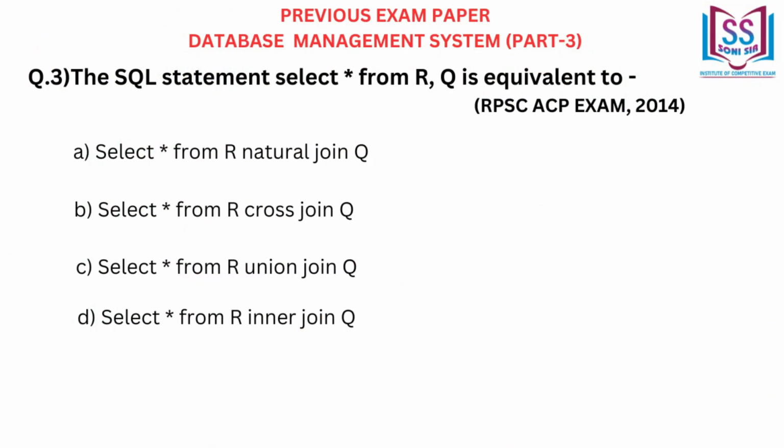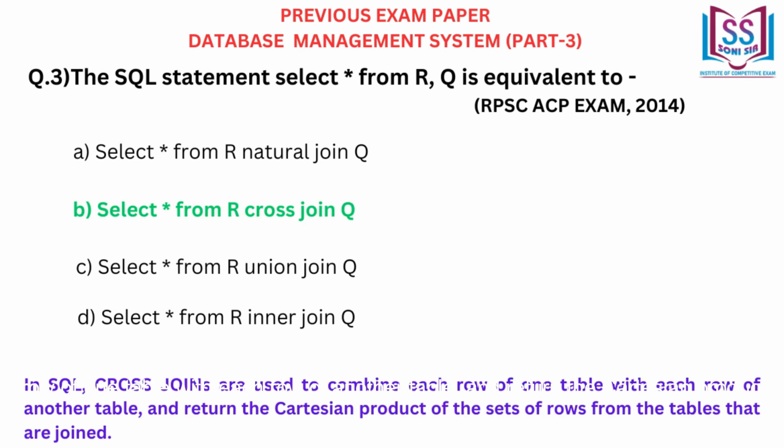The SQL statement select star from R, Q is equivalent to A. Select star from R natural join Q. B. Select star from R cross join Q. C. Select star from R union join Q. D. Select star from R inner join Q. Correct answer B, select star from R cross join Q.